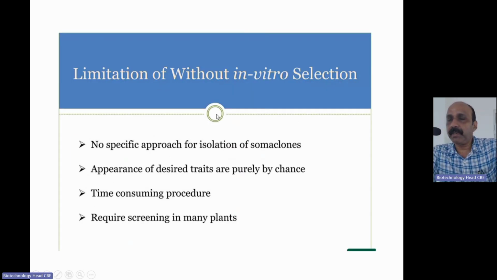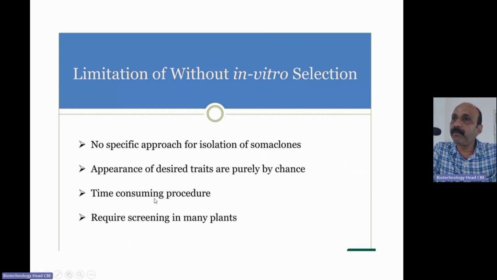So the limitation, the disadvantage of using no selection pressure, is that there is no specific approach for isolation of somaclonals. Right? We cannot get any desired variants from this approach without any selection pressure. So the appearance of desired traits is purely by chance, and it is also a time consuming procedure. So you need to plant thousands of plants.